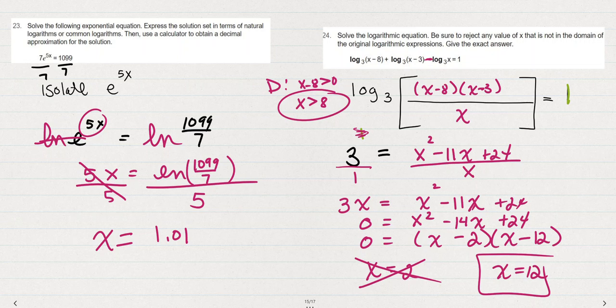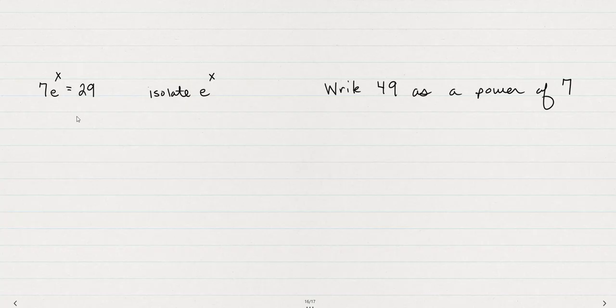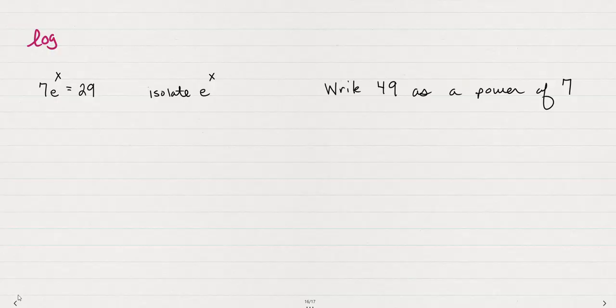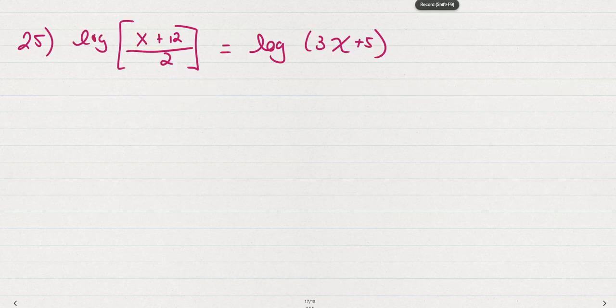Number 25. I'm not sure what happened to number 25. It's missing. So let's write this out. Solve the equation, and we've got to start by condensing the log. So we have log, I'm not sure what this is written for. So let me see what's going on here. Let me just get a new page.